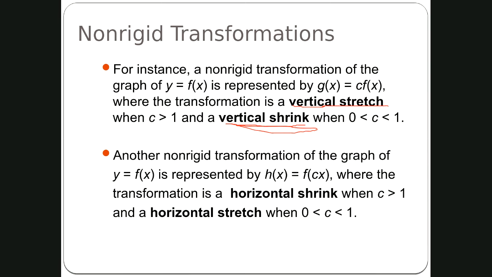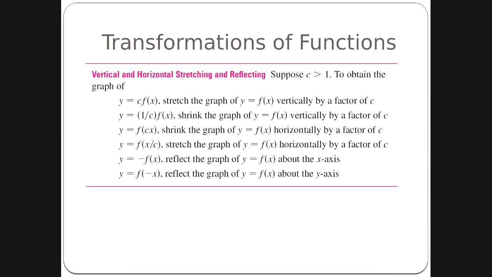Now, if I take the c inside the function, you see now the c is inside. Now that is horizontal transformation. So it's a horizontal shrinking for c greater than 1 and horizontal stretching for c between 0 and 1. Please remember those. I might give you a function and say, explain the transformations to get my output function from a parent function. For those of you that have downloaded the assignment, I'm sure you've seen stuff like this already. And that is just a summary of the non-rigid transformation. So go look at this summary.